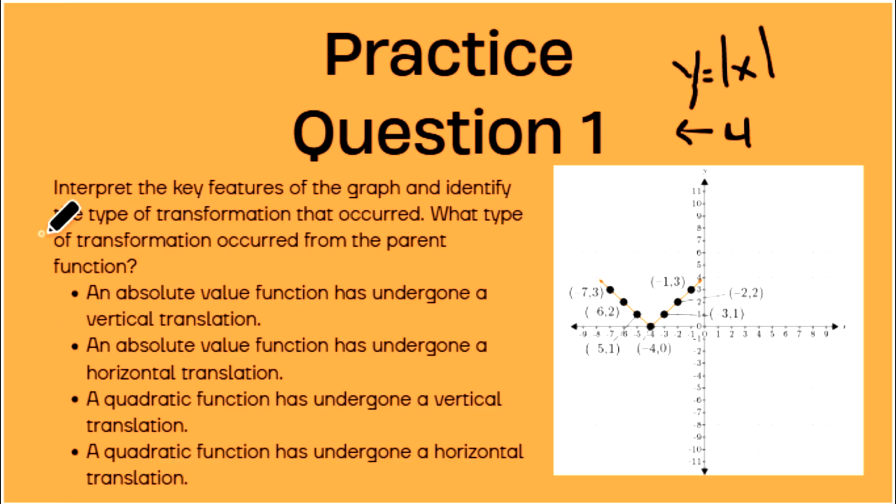Don't worry about it. So it is an absolute value function, so it can't be this one because it says quadratic. It can't be this one because it's quadratic. Okay, and did it go vertically? No, it went horizontally. Now these don't go in the same order on yours, so make sure you find the actual right answer. Don't just click number 2.